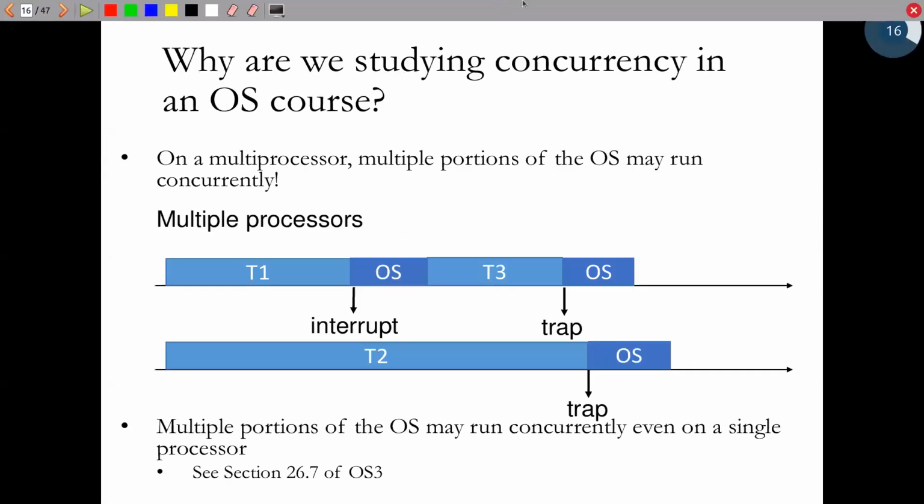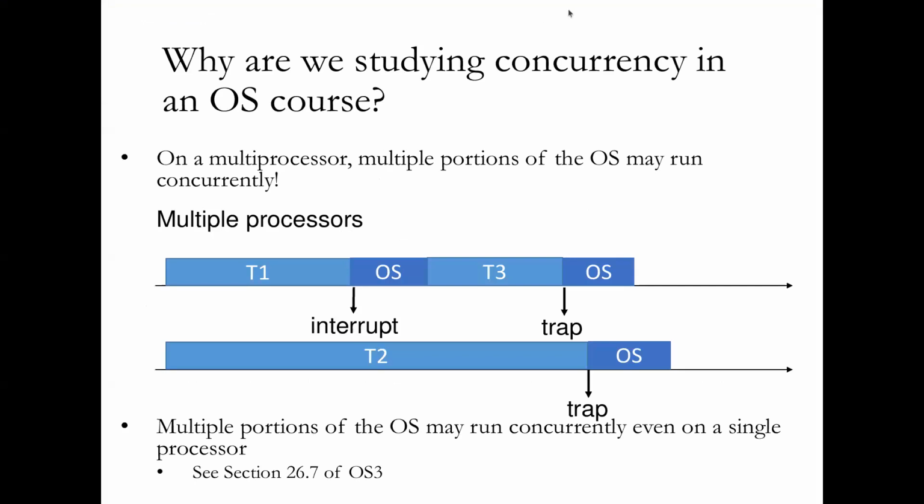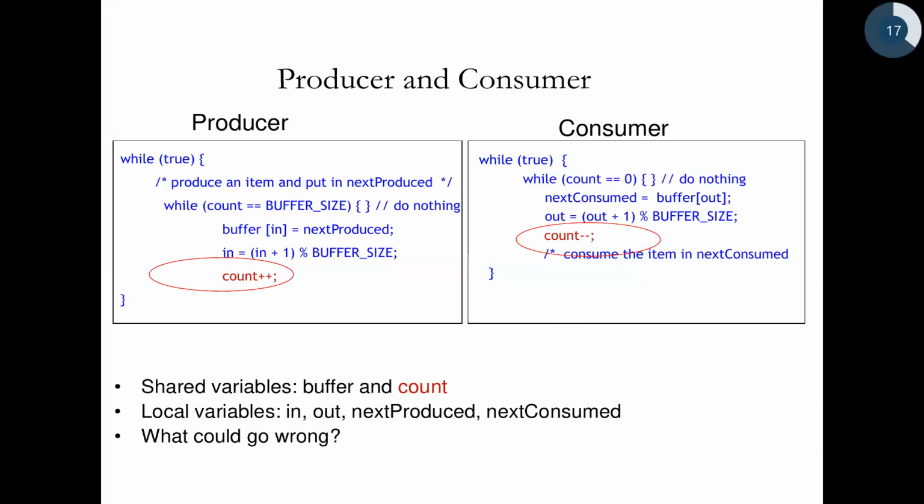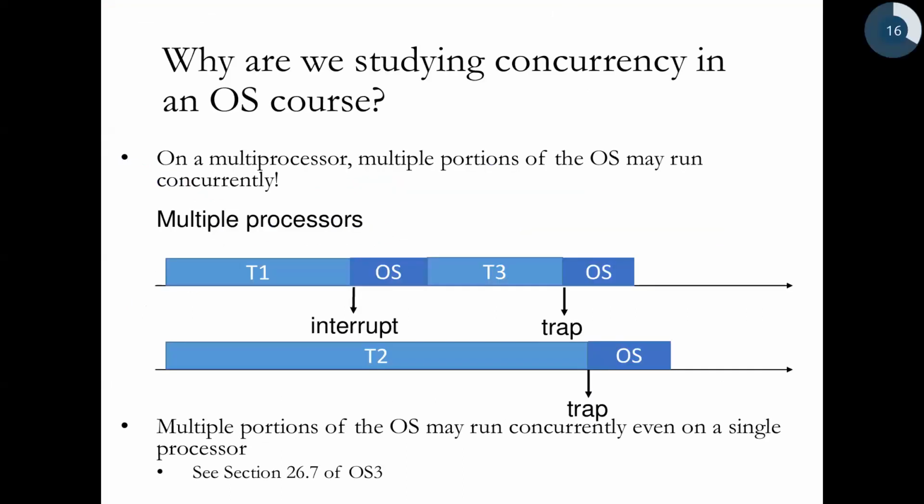So let's see what we have learned so far. Even when we do concurrency on a single process, we already have an issue because of interrupts. But clearly, with multiple processors, we have even more issues. So why do we even care about concurrency in the OS course?